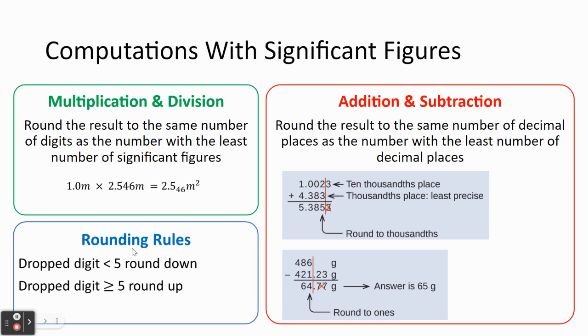Now, for rounding rules, we're going to use our regular math rounding rules. So if the digit after the digit we want to round to is less than 5, we're going to round down. If it's equal to or greater than 5, we're going to round up.